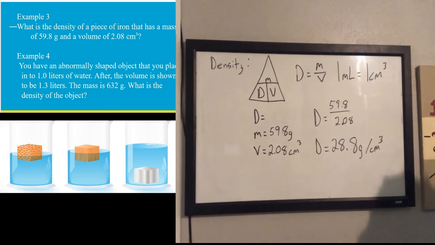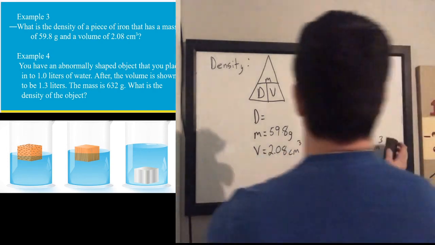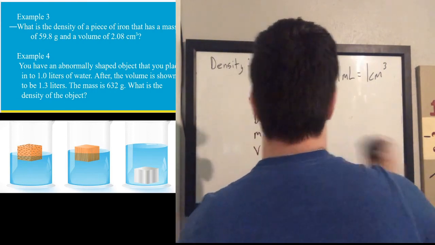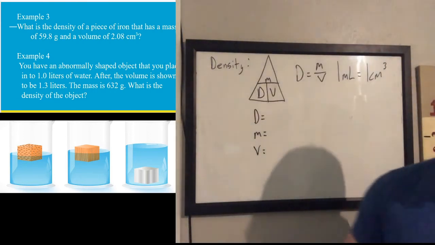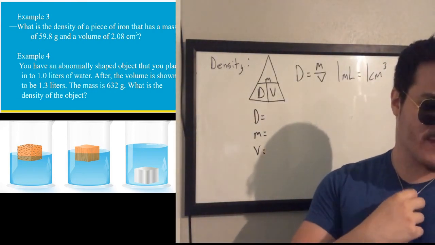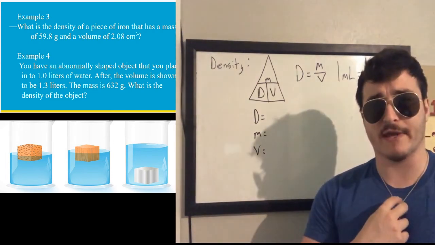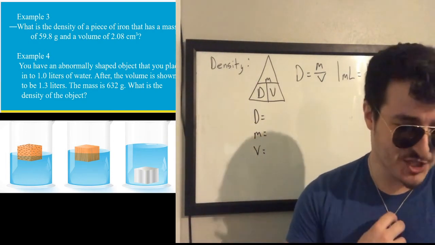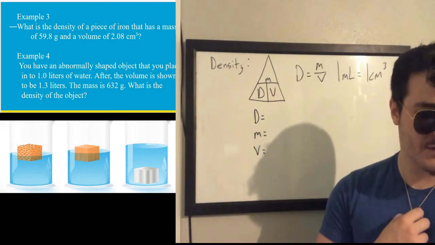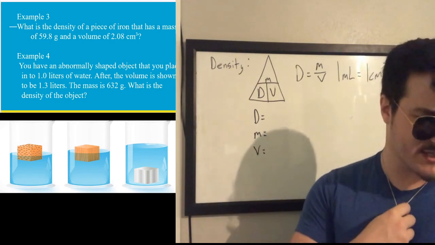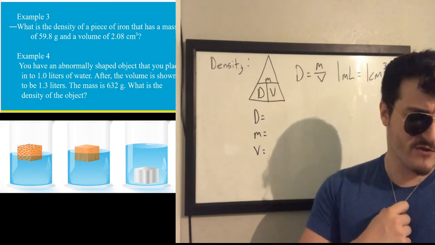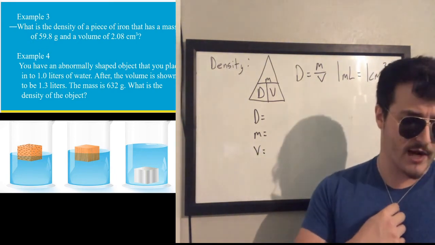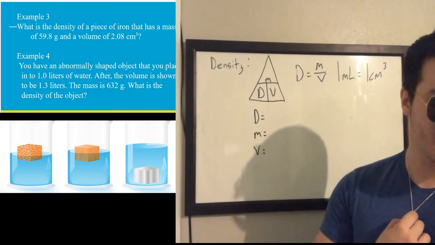And for our very last example, example 4, you have an abnormally shaped object. Perhaps it is shaped like a human body. I don't know. That you place in 1.0 liters of water or whatever chemical you're using to dissolve all of your evidence after the volume is shown to be 1.3 liters. The mass is 632 grams. What is the density of the object?